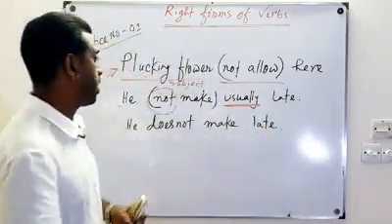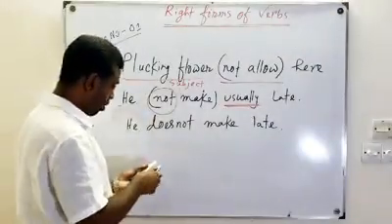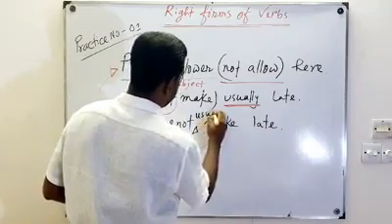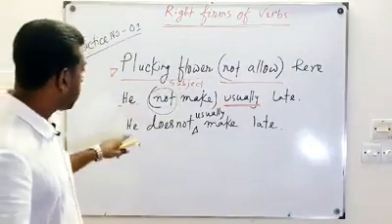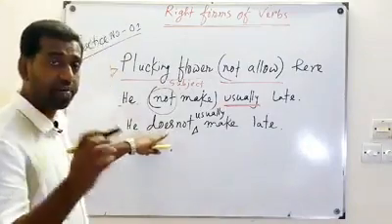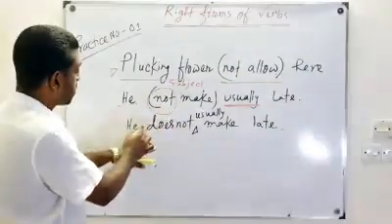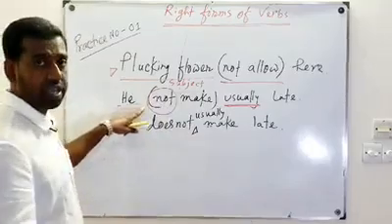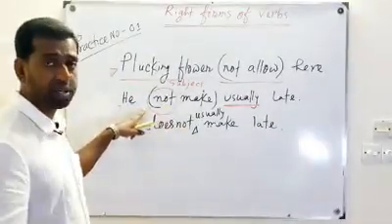He doesn't make late, and usually you use usually here. He doesn't usually make late. So does is the auxiliary verb. Why? Because of not. Understand? Since this sentence contains not, you must bring an auxiliary verb, do, does or did, as per the demand of the tense.